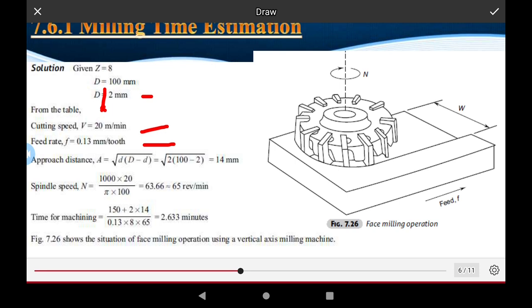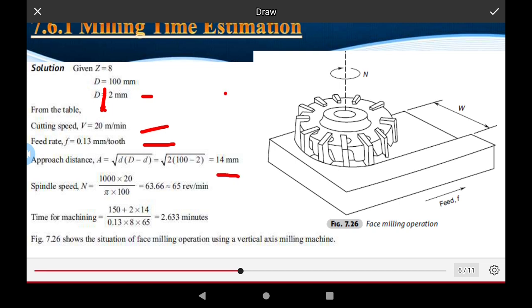To find the approach, a equals the square root of small d times (capital D minus small d). So 2 into (100 minus 2), which is 98. 98 into 2 is 196, and the square root is 14 mm. The approach a is equal to 14 mm.